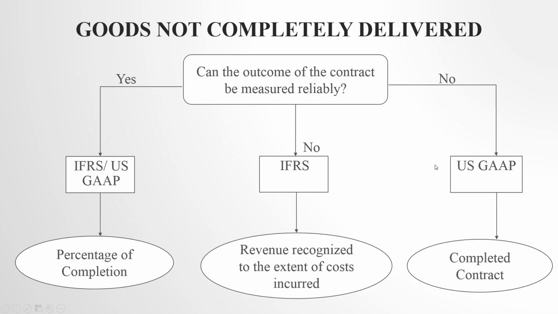Now, we just looked at the percentage of completion method because we knew the outcome of the contract. And the method, like I said, is the same under IFRS and the US GAAP. Let's look at the scenario where the outcome cannot be measured reliably. So we'll look at these two methods now and see how they work.